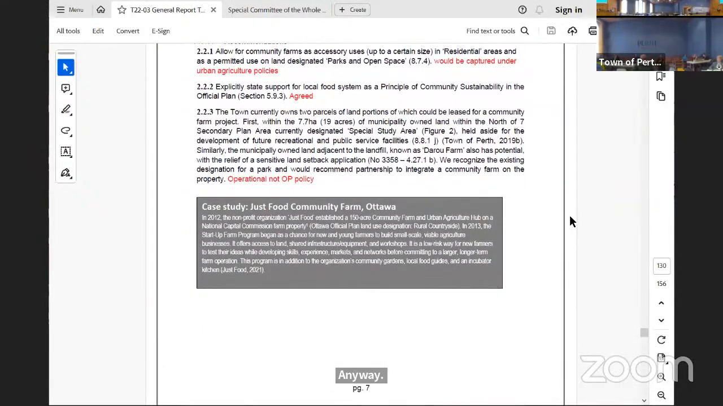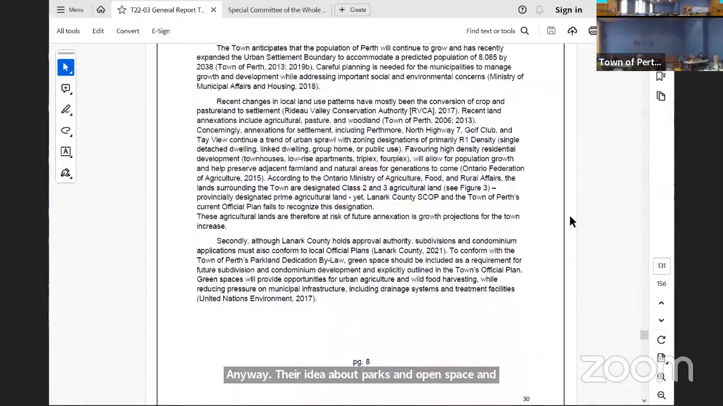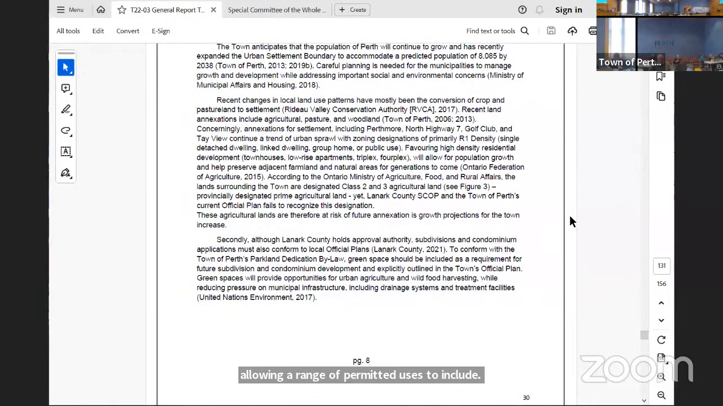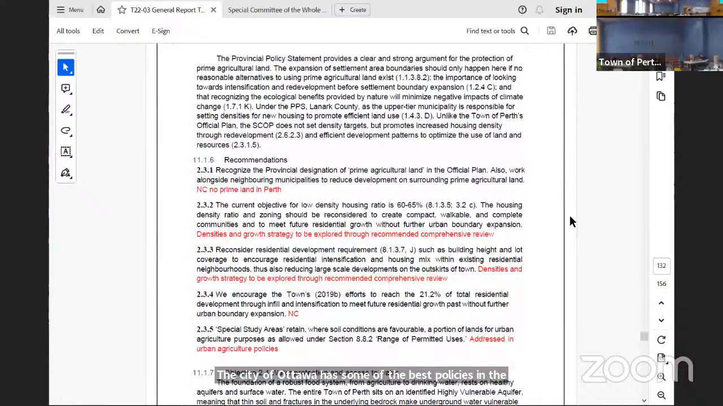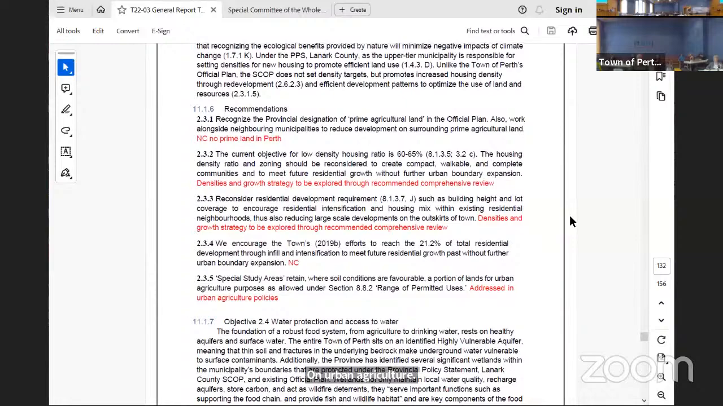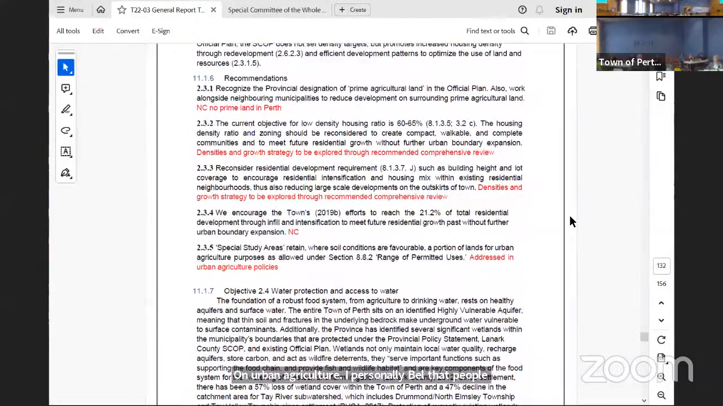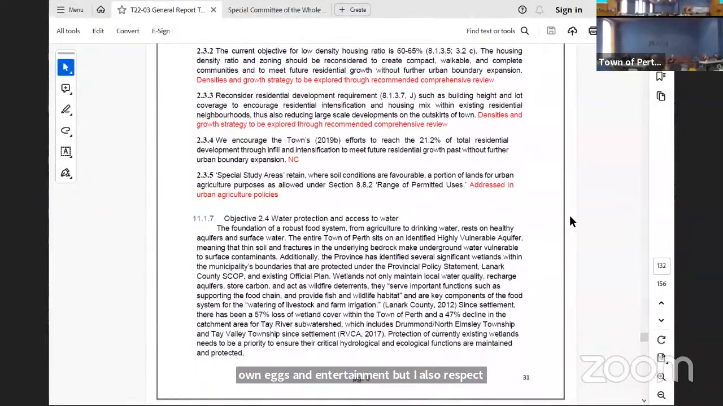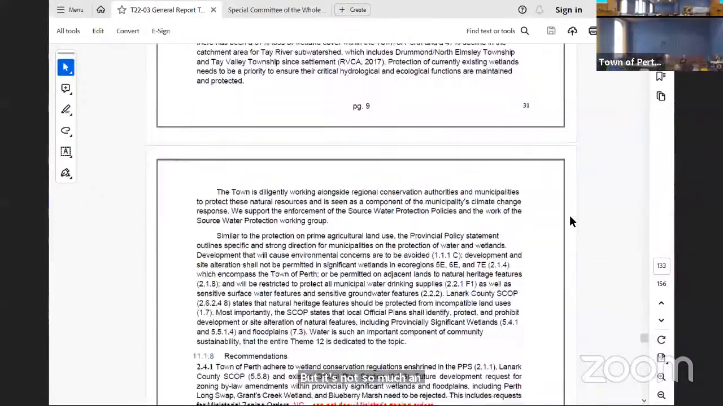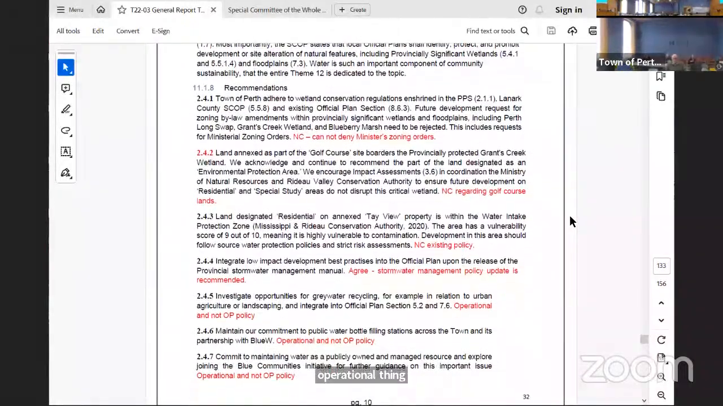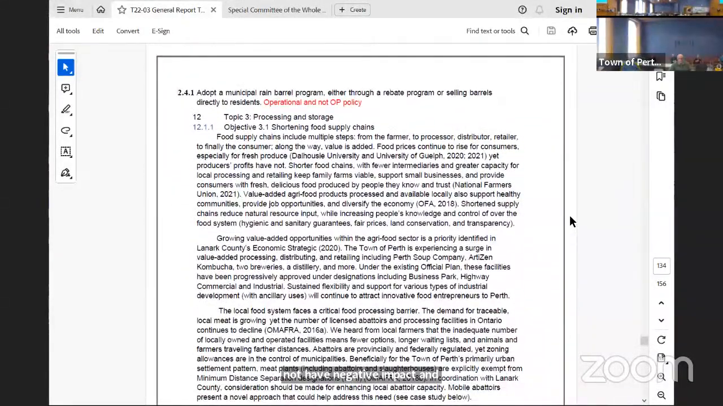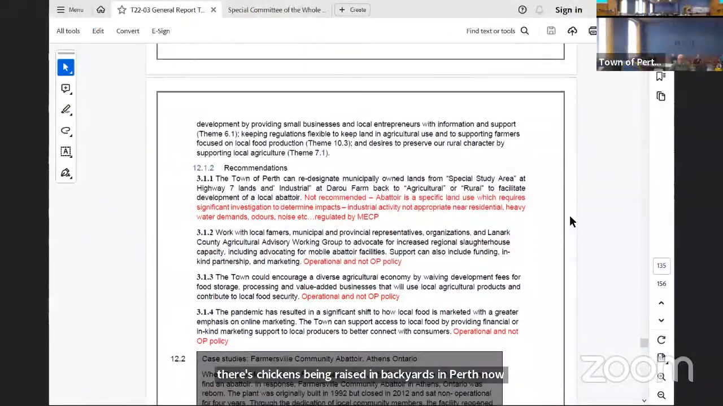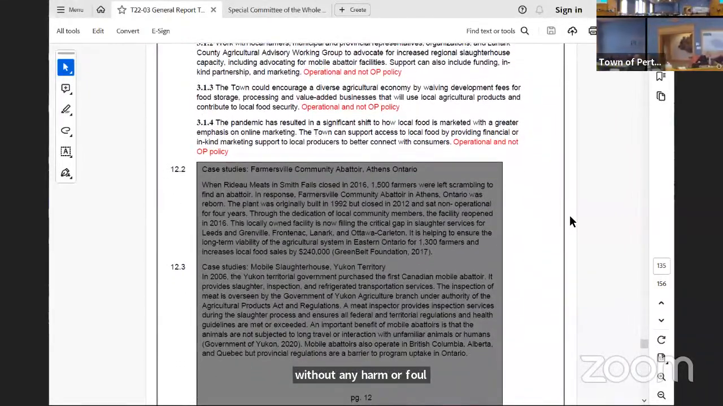their idea about parks and open space and allowing a range of permitted uses to include agricultural activities. I have no problems with that. City of Ottawa has some of the best policies in the country on urban agriculture. I personally believe that people should have 3 or 4 hens in their backyard for their own eggs and entertainment. But I also respect that it's a hard thing to deal with. But it's not so much an official plan policy, again, as an operational thing. There's ways to do it and do it well and do it right and not have negative impact. And everybody knows that there's chickens being raised in backyards in Perth now without any harm or foul. By a rooster. Whoa. Okay.